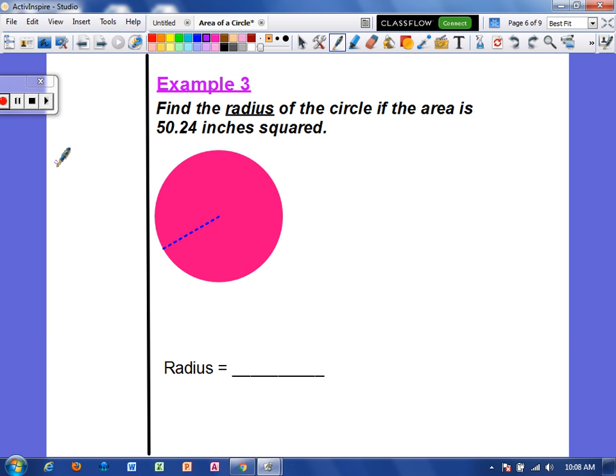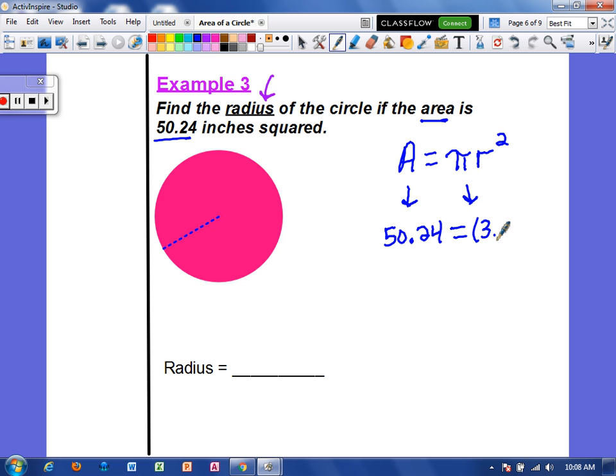All right, example 3, find the radius of the circle if the area is 50.24 inches squared. Okay, so here we are missing the radius. So we're not going to solve this exactly the same way. We kind of have to work backwards here. So it says the area is 50.24 inches squared. So again, I'm going to start out by writing the formula. Area equals pi r squared. So they gave us the area. The area is 50.24. And that's going to equal pi, which is 3.14, times the radius squared. Okay, so we don't know what the radius is, so we simply leave it as r.